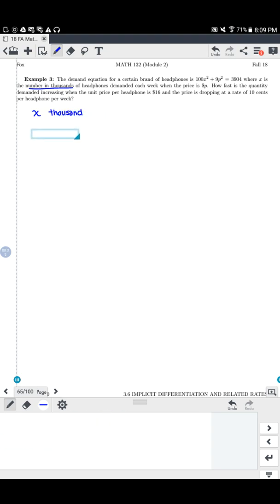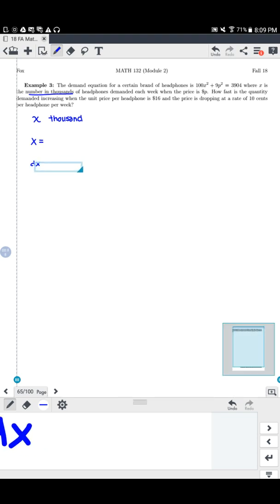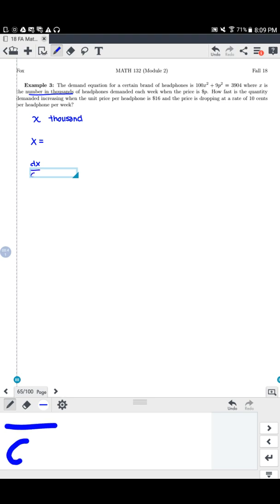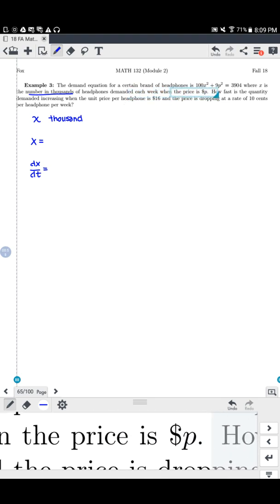So under there, I'm going to have an X equals. And with the derivative of X with respect to time, I'm going to have a dx dt. And this is all in thousands. So you want to remember that when we fill out these answers. So X is a number of 1,000 demanded each week given the price P in dollars.